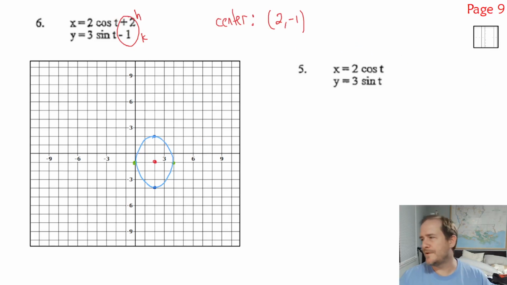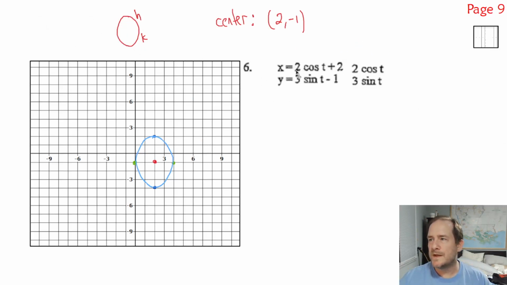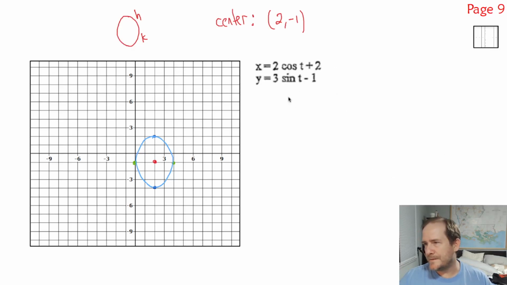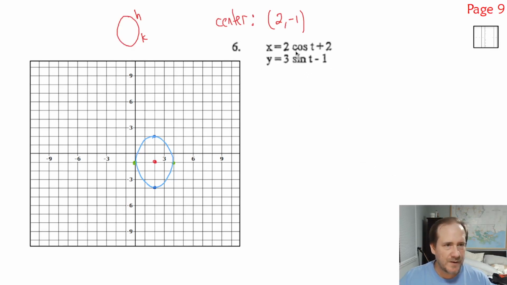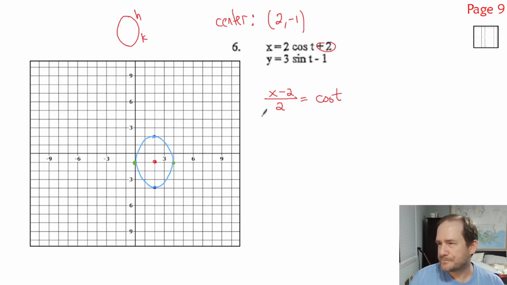I'm not going to say more. Yes, I am. I'm still going to show you the algebra one more time. So the algebra, again, I talked in the last problem, number 5, about how it was important to isolate the trig functions first. And that takes 2 steps, suddenly. We would subtract this 2 first to get x minus 2. Then we would divide by 2, which puts a 2 in our denominator, and it equals the cosine of t. We would do the same with y. You'll add 1 to both sides first, then you'll divide by 3.